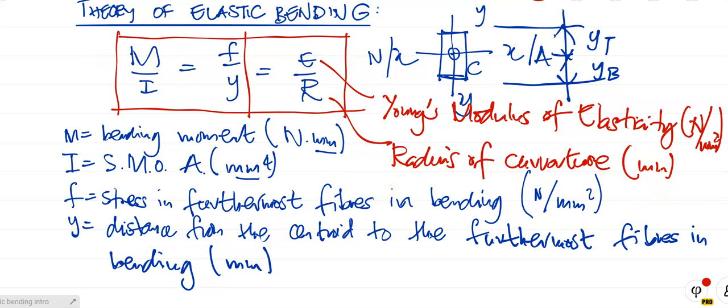But as I said there, when we use the formula, we mainly use it as M over I is equal to F over Y. We seldom use it for all of them like that over there. Okay, people, that's just a brief introduction to theory of elastic bending, and I will do a few examples to see how we use this in solving problems in theory of elastic bending.